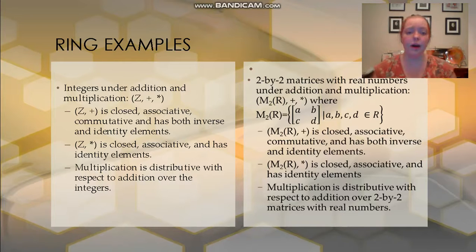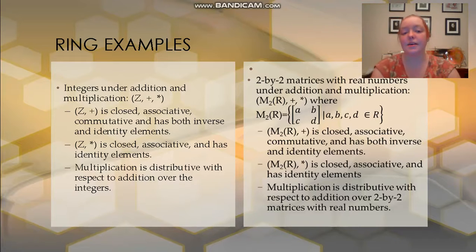Our second example is going to be 2 by 2 matrices with real numbers under addition and multiplication. That's going to be using this notation right here, M subscript 2 of R, which just means 2 by 2 matrices with real numbers.